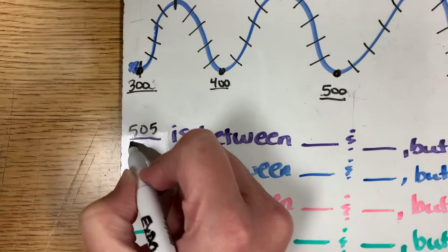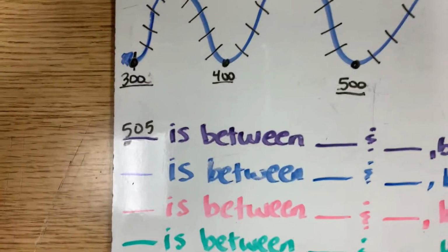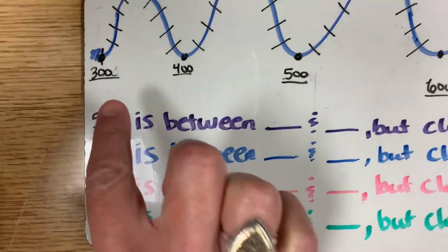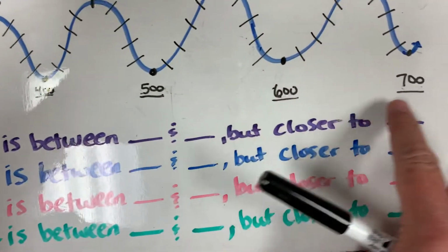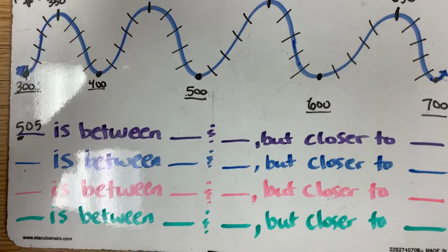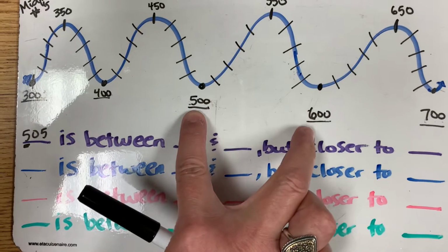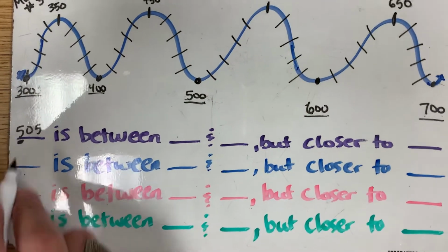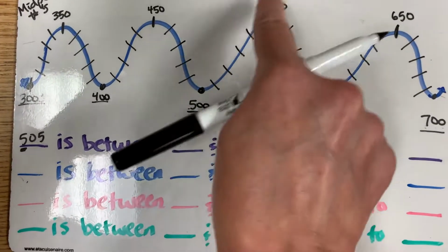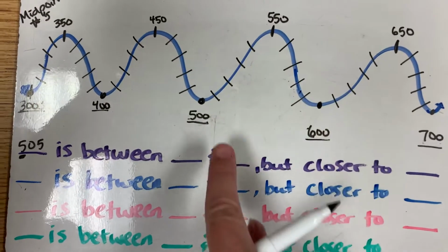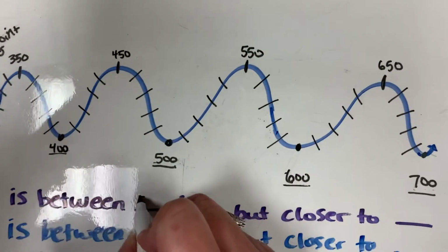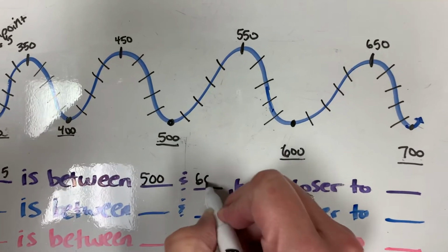My first number that I want to plot is the number 505. Remember, I'm rounding to the hundreds, so I'm underlining that number in the hundreds place. Looking along the bottom of my number line, the first number that I come into contact with that has a 5 in the hundreds place is 500. The next one is 600. So I know that 505 is going to be between the boundary numbers of 500 and 600. So I'm going to place that in the blank.